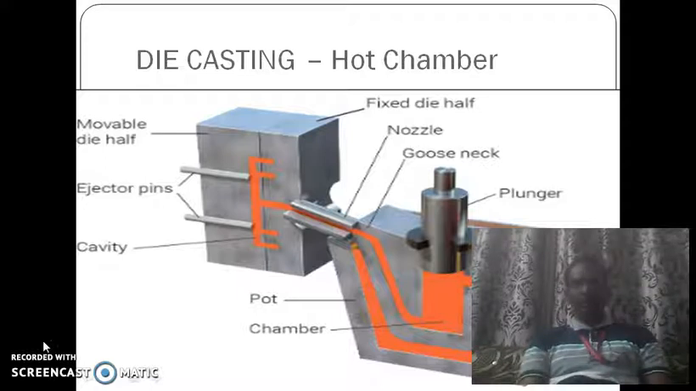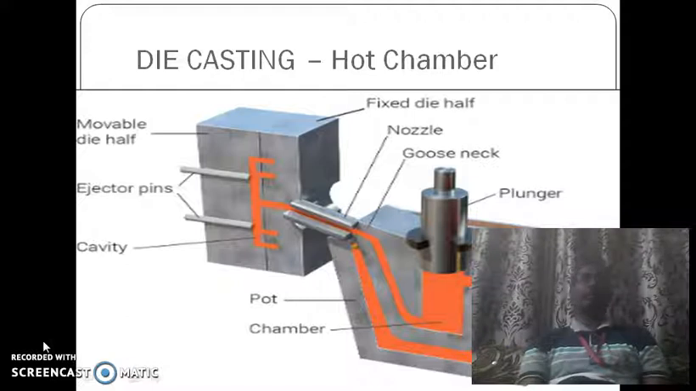The die will be made into two halves. One half will have one half of the projection of the component that we are going to make, and the other half of the die will have the other half of the component projection. When we assemble both halves, our full component will come. Normally one die half is kept as a movable die and the other as a fixed die. This fixed die will always be attached with a plunger, which we also call a ram. And you can see the diagram of hot chamber die casting.